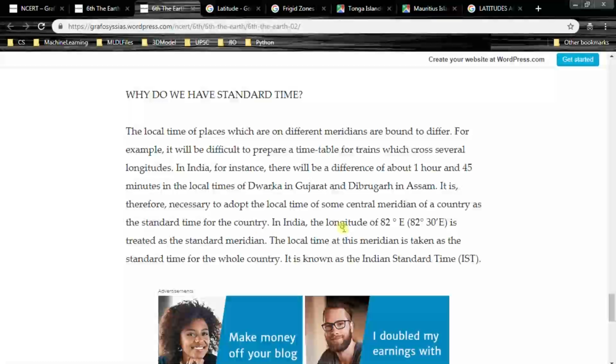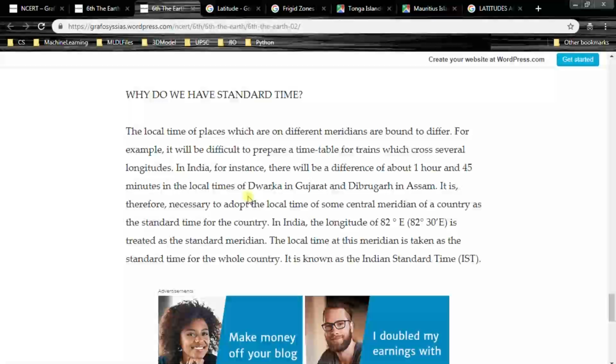In India, the longitude of 82° 30 minutes east is treated as the standard meridian. So we have to remember, in India this longitude is considered the standard meridian. The local time at this meridian is taken as the standard time for the whole country. It is known as the Indian Standard Time.